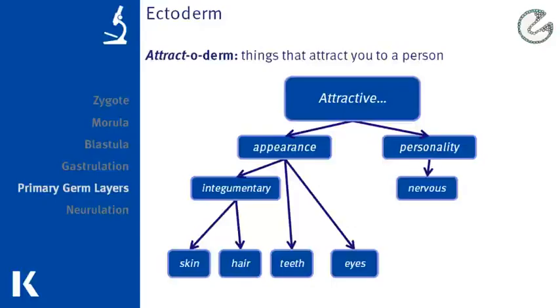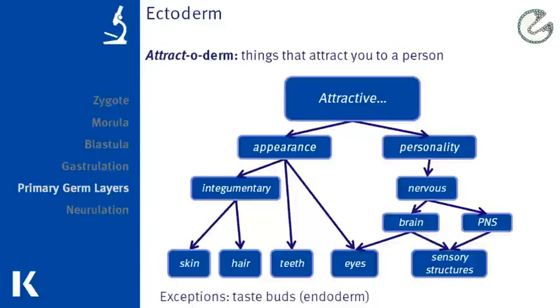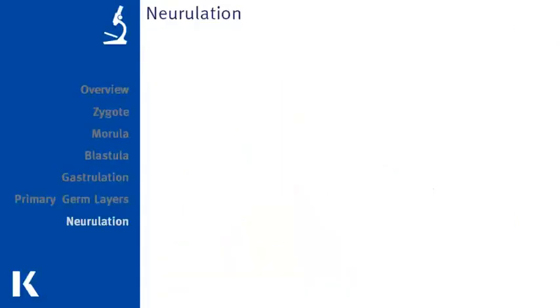In terms of personality, a person's nervous system develops from the ectoderm, so their brain and peripheral nervous system come from the ectoderm. So the fact that someone can speak and hear what you say is an attractive quality which we can now remember comes from the ectoderm. While most of our sensory structures come from the ectoderm, a notable exception is the taste buds, which develop from the endoderm. The final process in early embryogenesis is neurulation, which is the formation of the early nerve cord.